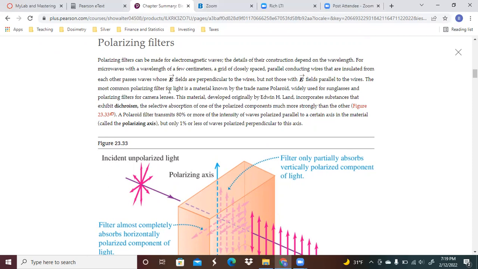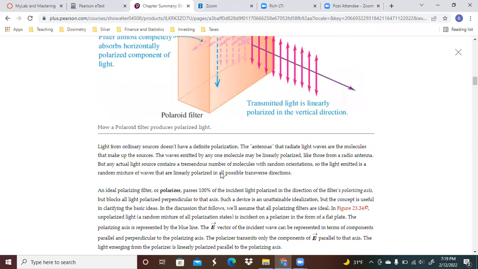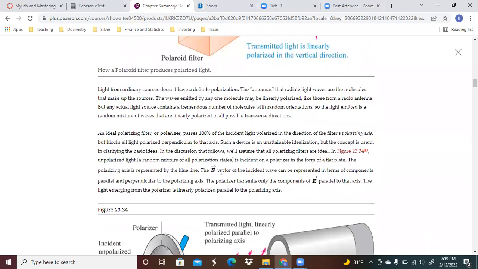The most common polarizing filter for light is a material known by the trade name Polaroid, widely used for sunglasses and polarizing filters for camera lenses. The material, developed by Edwin H. Land, incorporates substances that exhibit dichroism, a selective absorption of one of the polarized components much more strongly than the other. A Polaroid filter transmits 80% or more of the intensity of waves polarized parallel to a certain axis, called the polarizing axis, but only 1% of the waves polarized perpendicular. So it doesn't completely get rid of it, but it massively reduces it.